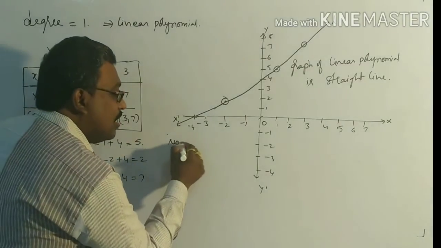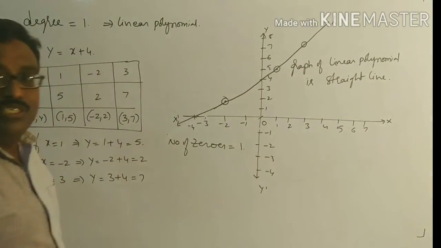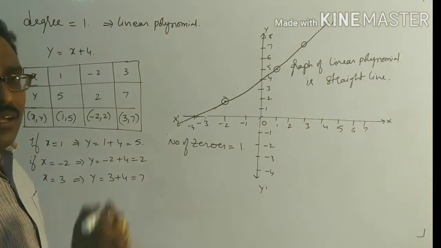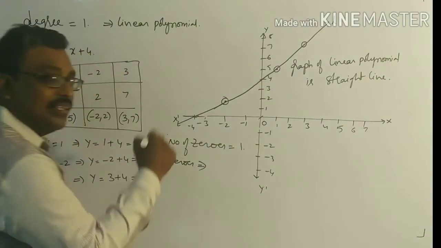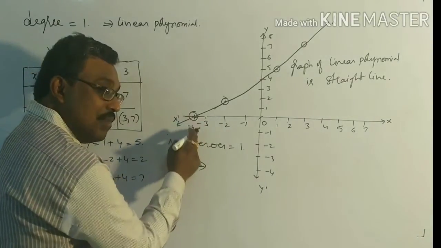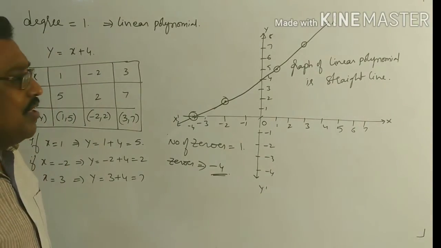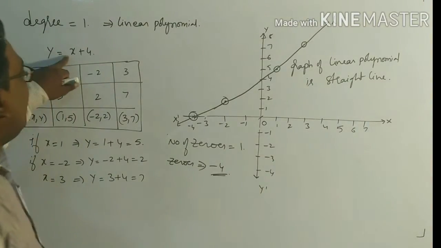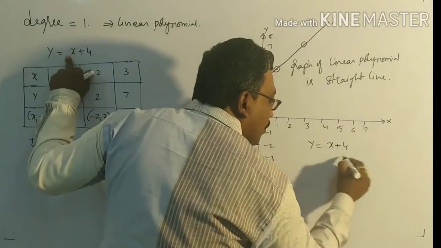This is known as the number of zeros. Number of zeros: 1. What are the zeros? Where is it intersecting? Minus 4. At minus 4, it is intersecting. We will verify with the line equation: y is equal to x plus 4.